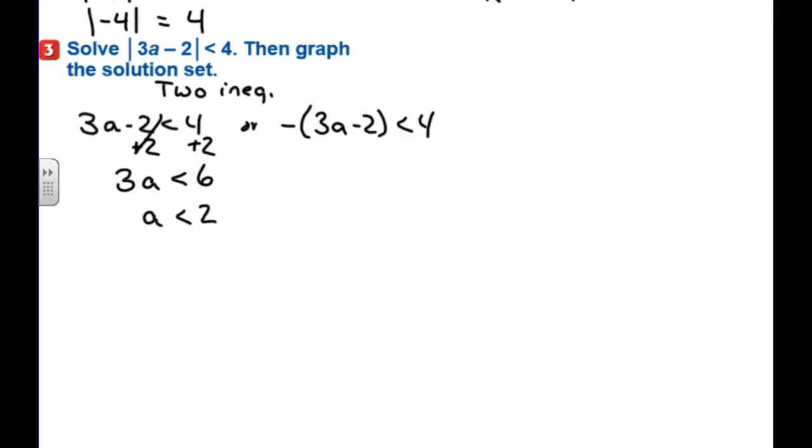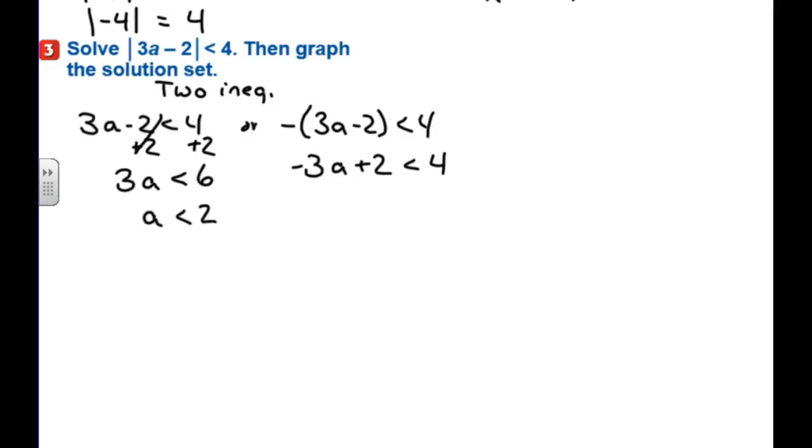For the other equation, we have more to do because we had to take the opposite. Since 3a minus 2 could be a value, the negative of that whole thing would also give me a correct response for this inequality. When I have a negative outside the parentheses, remember the distributive property, I have to distribute it to both terms on the inside of the parentheses. So that negative 3a minus 2 becomes negative 3a plus 2. And that's less than 4.